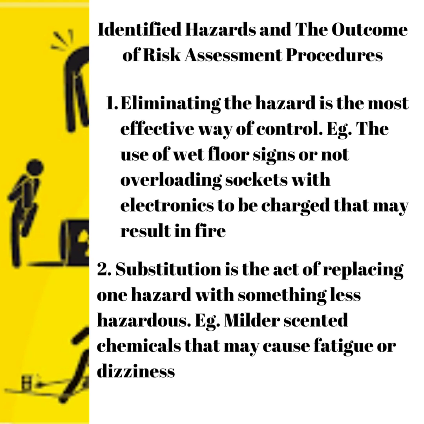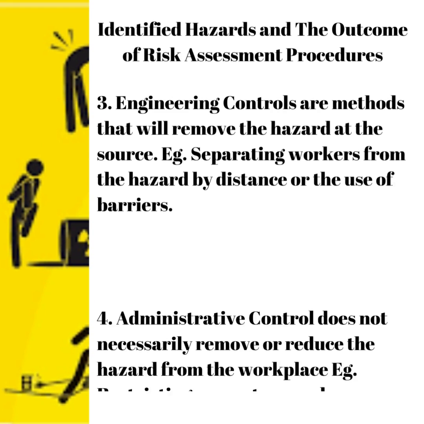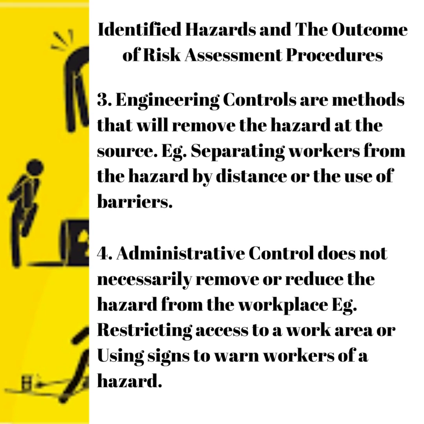The substitution stage or control is like replacing one hazard with something less hazardous. For example, a milder scented chemical that may cause fatigue or dizziness. Engineering controls are methods that will remove the hazard at the source, so you're separating workers from the hazard by distancing them or with the use of barriers.